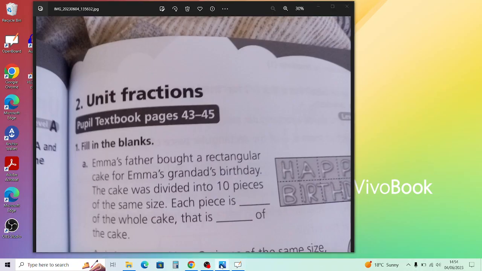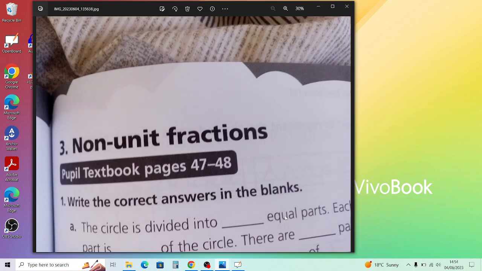And the last part of this is called non-unit fractions. So let's see what they're referring to here. A circle is divided into how many equal parts? You just have to count the parts. It looks like 3, 4, 5, 6, 7, 8. No, 9. 9 equal parts. There are how many parts in the shaded area? There are 6 shaded parts of the circle.